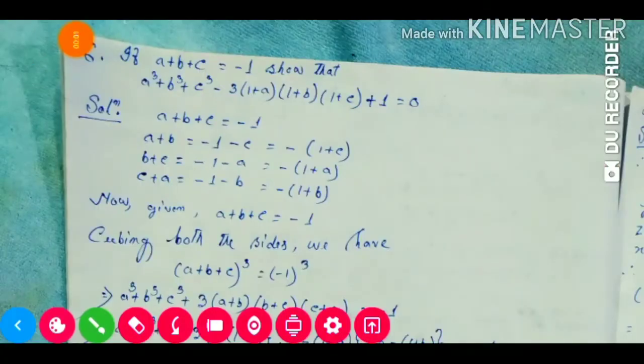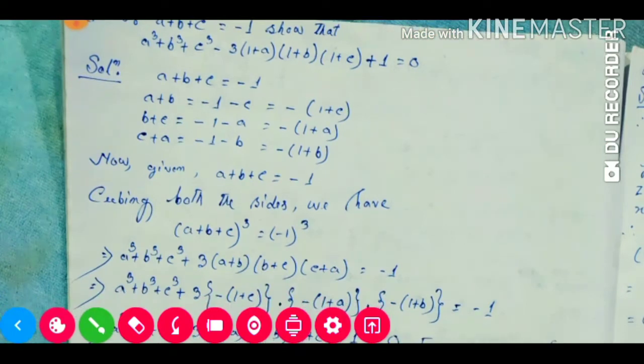Question number 6. If a plus b plus c is equal to minus 1, then show that a cube plus b cube plus c cube minus 3 into (1 plus a) into (1 plus b) into (1 plus c) plus 1 is equal to 0. So what is given: a plus b plus c is equal to minus 1. So a plus b: we will shift this c to the right hand side, so it will be minus c. Now from this we will take minus common, so it will be 1 plus c. Similarly the remaining portions also.